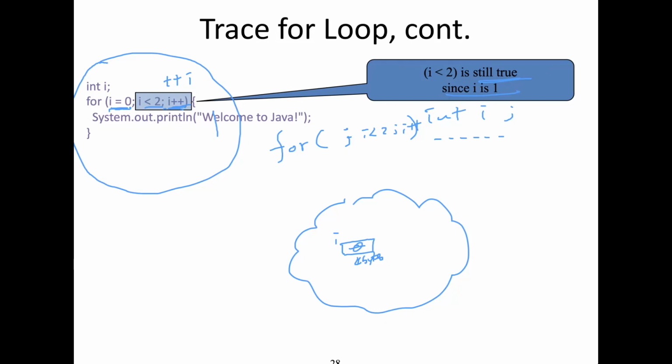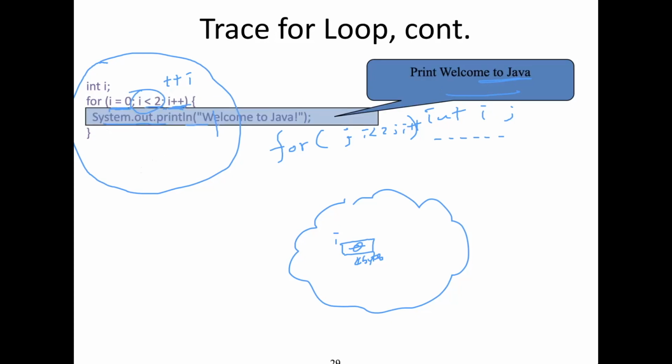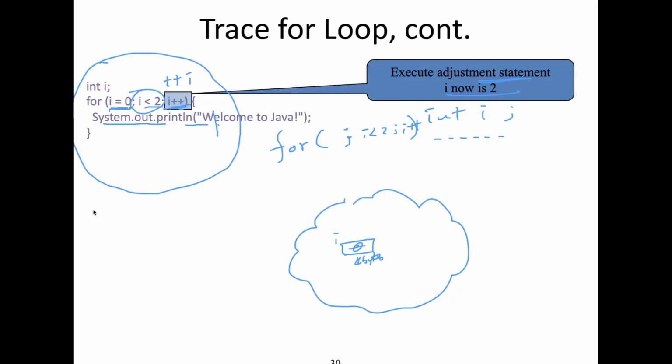Given that i is 1, and the fact that i is still less than 2, because 1 is less than 2, your conditional is still true, which means your flow of control goes into the loop body to print "welcome to Java", as you can see here. The loop continues with that action to increment i by 1. Now i is 2. What happens when i is 2? Well, this condition gets checked. Is 2 less than 2? The answer is false. So at this moment, your conditional yields false.